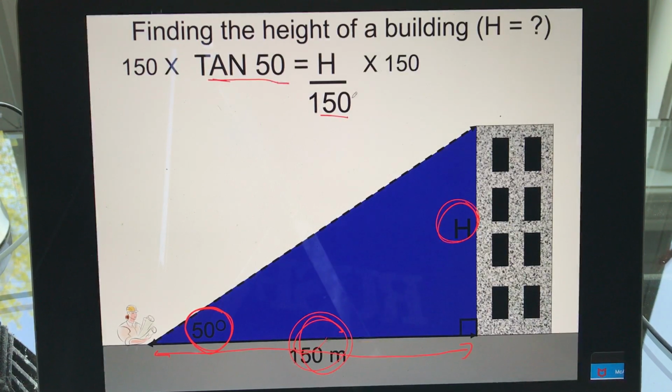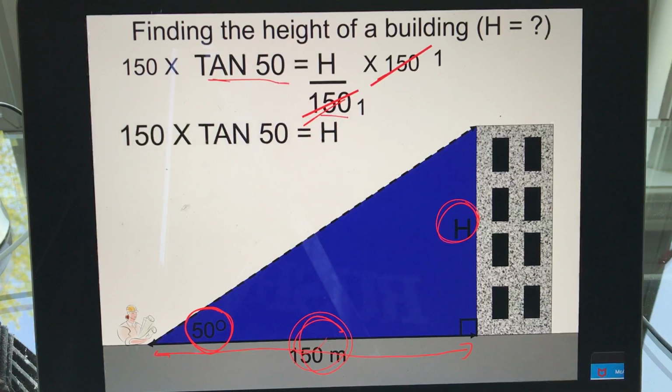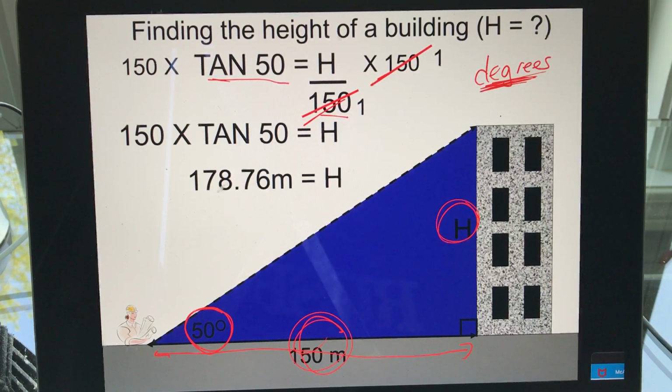To do that, we just multiply both sides by 150. Of course, this divides out here, and that leaves us with 150 on this side times tan 50. Use your calculator, plug it in. Make sure you are in degrees, as always, in your calculator. We haven't done radians yet, so make sure you are in degrees. And this would be around 178 meters for the height.